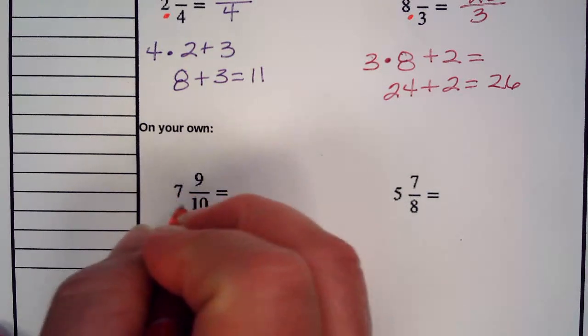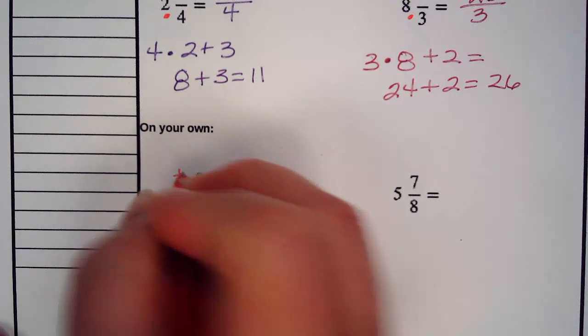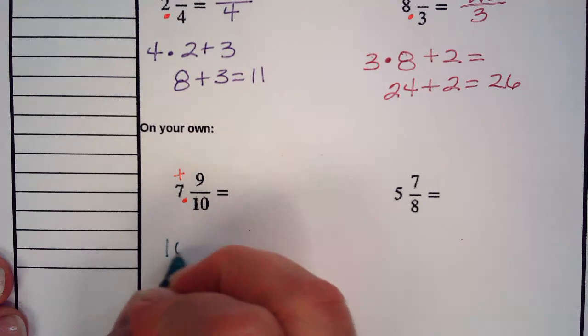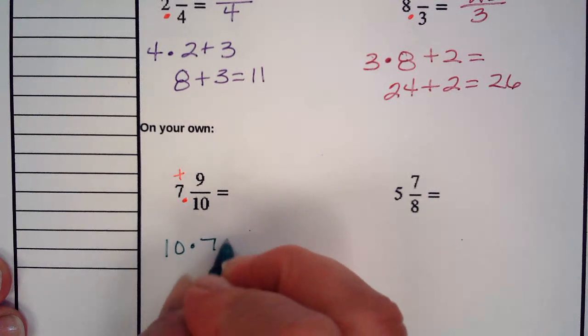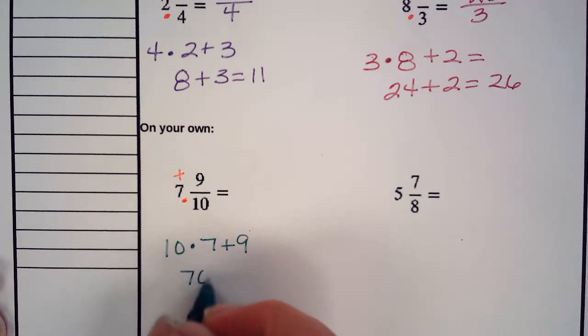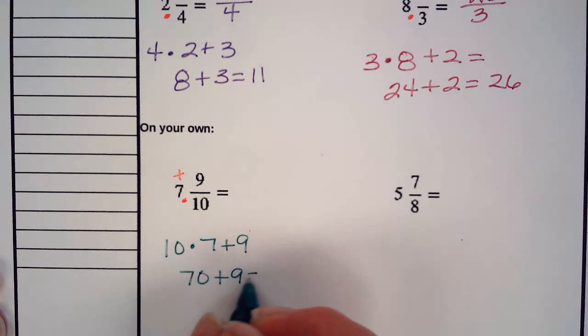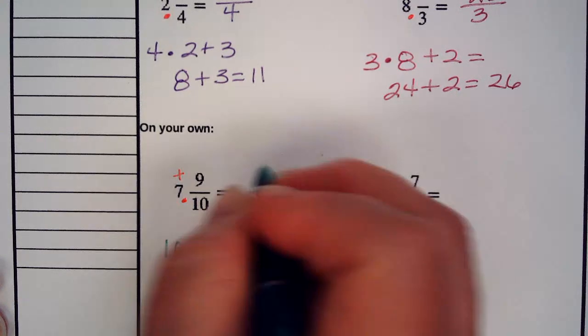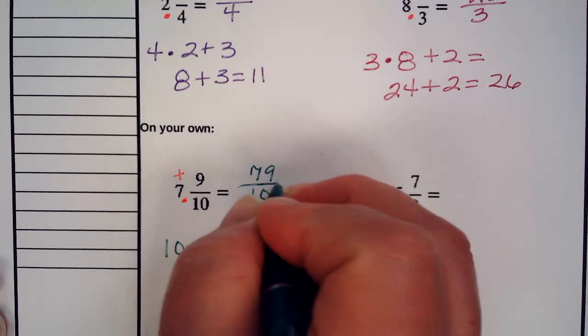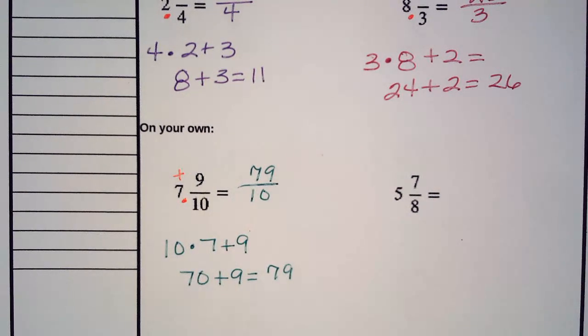I hope you tried. Multiply and then add. 10 times 7 plus 9. 10 times 7 is 70. Plus 9 is 79. 79 over 10. Okay, if you didn't try that one on your own, please, please, please, on this last one, try it on your own.